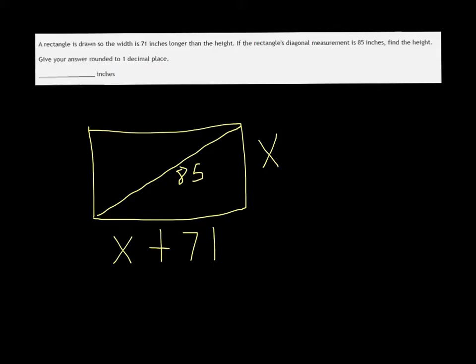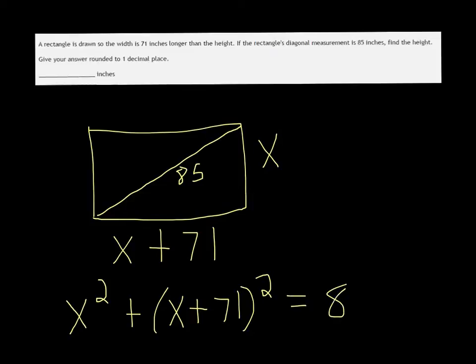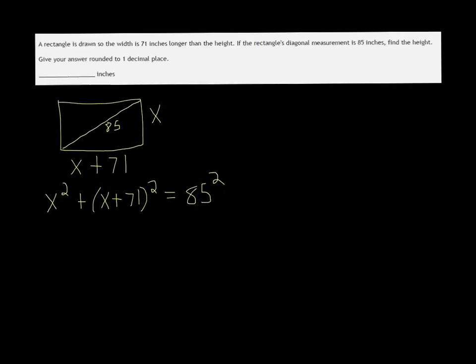So this turns into a problem that's not really about a rectangle at all, it's about a triangle. If you have two sides and a hypotenuse of a right triangle, you can use the Pythagorean theorem, which says one side squared plus the other side squared is equal to 85 squared, the hypotenuse squared. So that's x squared plus 71 squared equals 85 squared. Alright, so from there we can solve it.